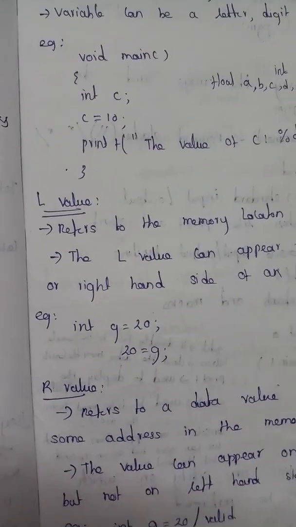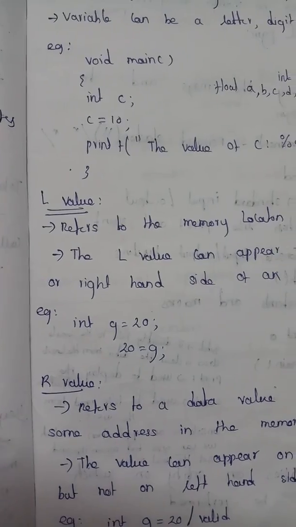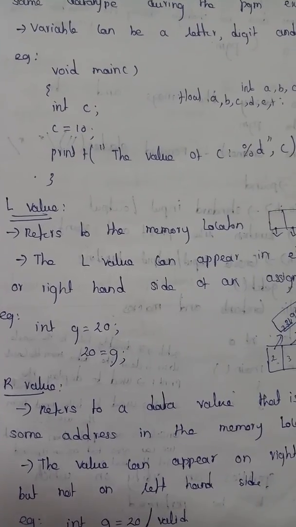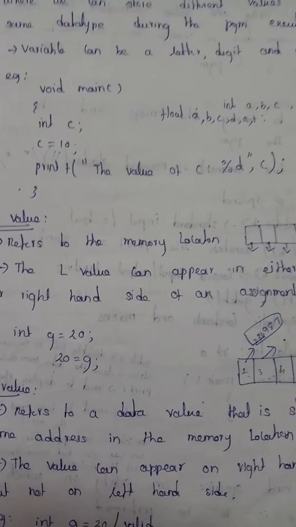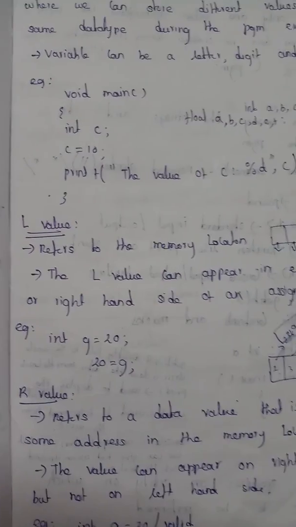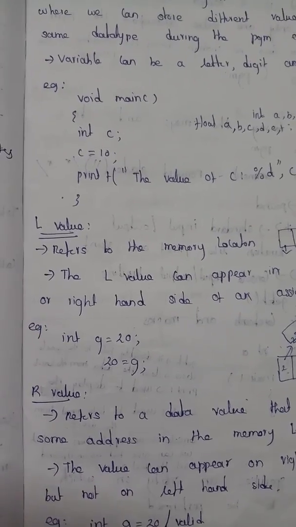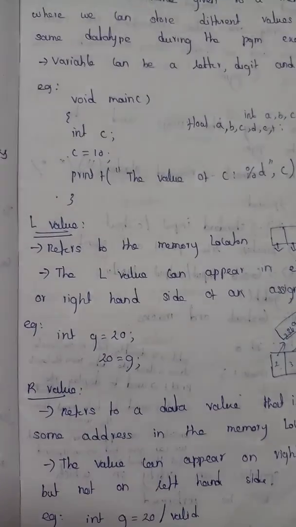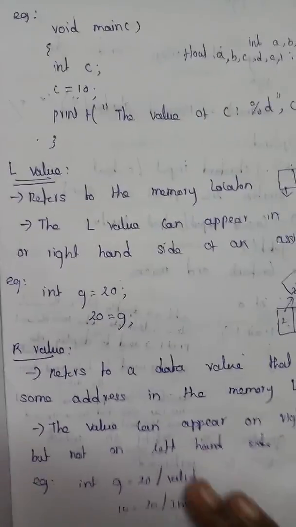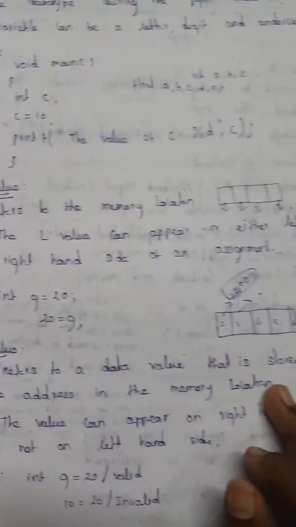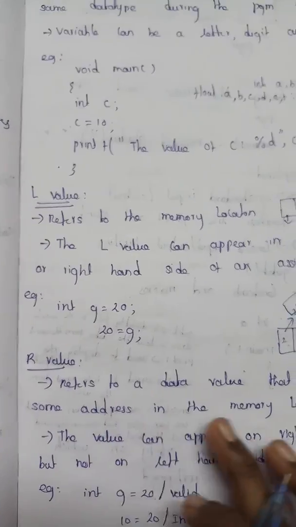The next one is L value. L refers to the memory location. The L value can appear on either the left hand side or right hand side of an assignment operator. Okay, here you can declare the value on the right side or left side of the assignment operator. Then R value means R refers to the data value that is stored in some address in the memory location.